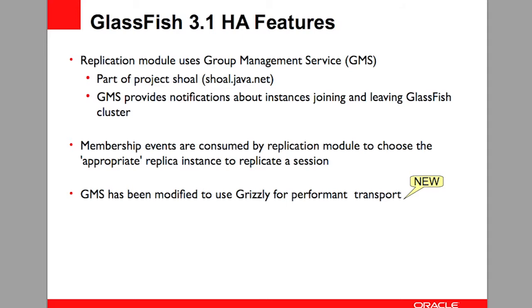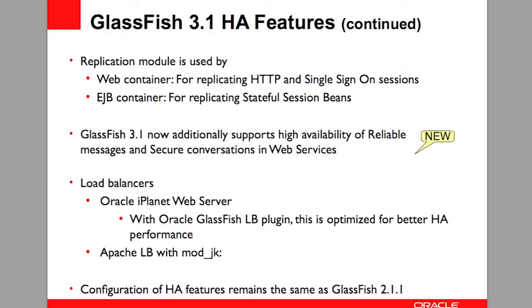GMS provides notifications about instances joining and leaving the GlassFish cluster. These membership events are consumed by the replication module to choose the appropriate replica instance to replicate a session. GMS itself has been modified to use Grizzly for performance transport. The replication module is used by the Web Container for replicating HTTP and single sign-on sessions, and also by the EJB Container for replicating stateful session beans.